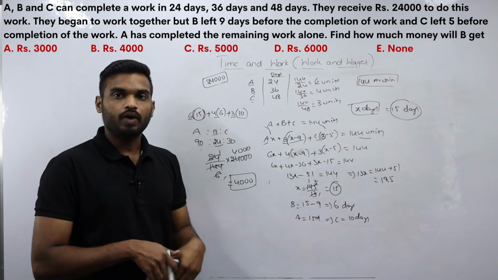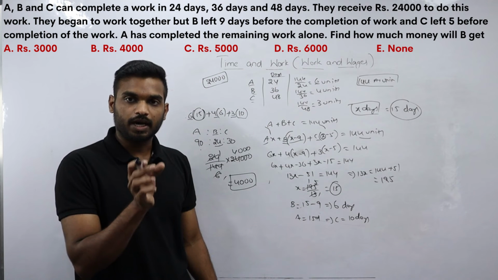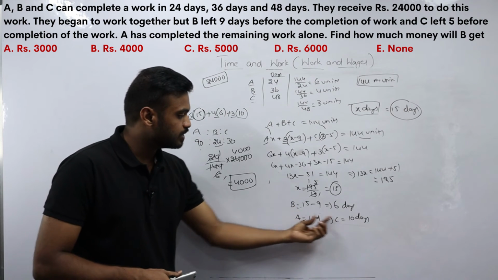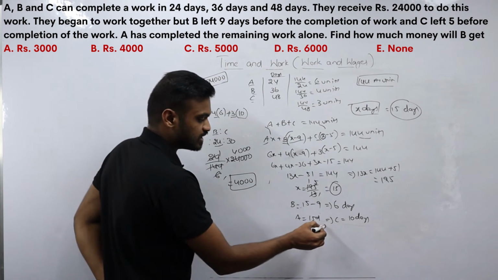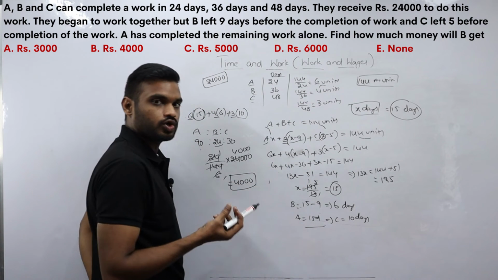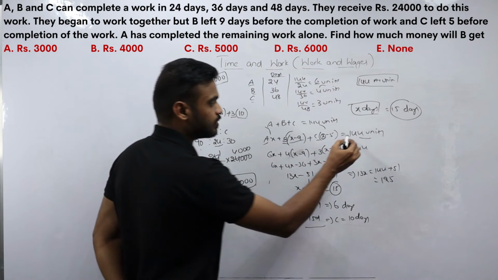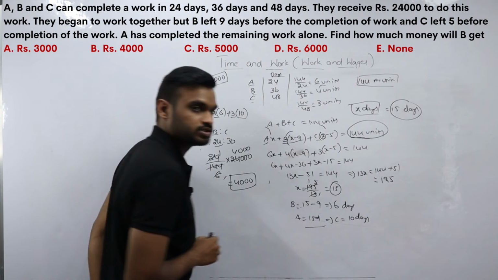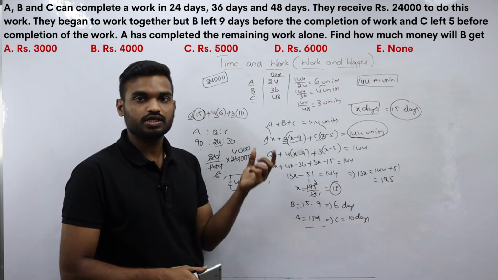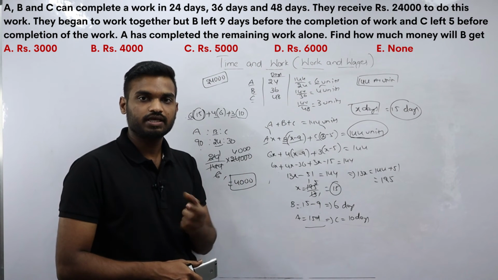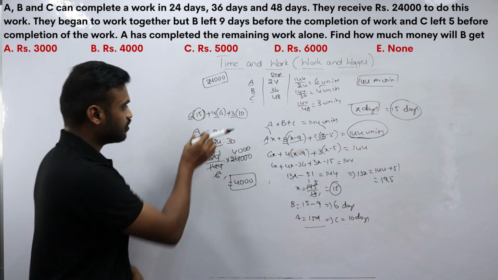Then we know the total days and also the total efficiency of A, B and C, but we don't know the amount of work completed by A, B and C in these 144 units. We have the number of days and also the efficiency, but not the amount of work completed individually. That's the reason I am multiplying number of days into efficiency, so that we can come to know the total amount of work done by A, B and C.